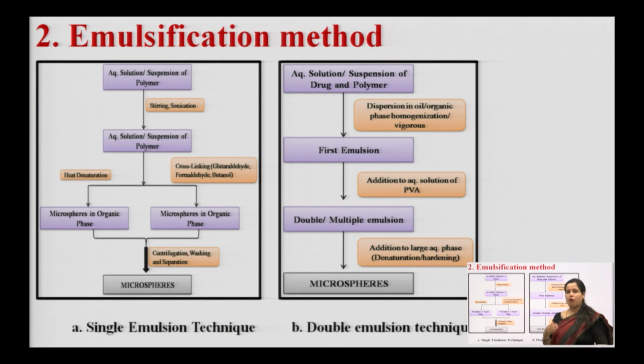After applying all these approaches, we get the first emulsion. Next, we add an aqueous solution of PVA, which is a polymer. A double or multiple emulsion is formed, because we have taken the aqueous solution of drug and the organic solvent of polymer, and now we are adding another polymer into the system. That means we have a double emulsion preparation. After adding the second polymer to a large aqueous phase, denaturation and hardening occur due to the PVA, and we get microspheres. This is how we get microspheres through the emulsification method.